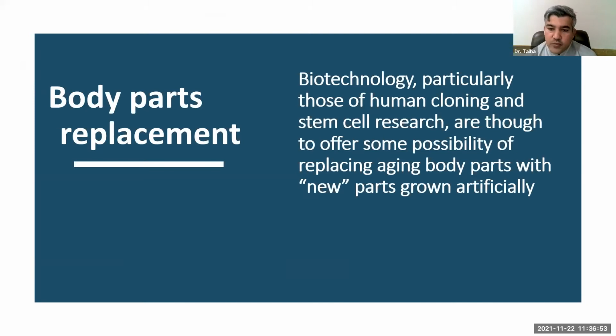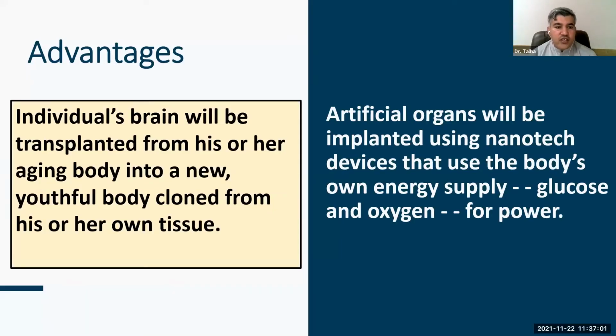So that if some part of the body becomes aged or defective, then you can replace it with an artificial one. So what are the advantages? For example, if an individual's brain is transplanted from her aging body, it needs a body grown from her own tissue. So that leads to stem cell biology.